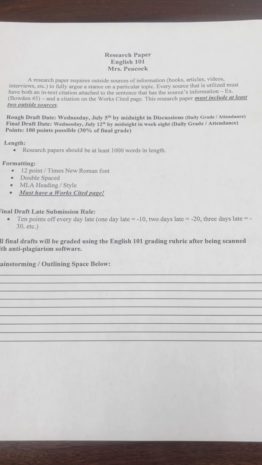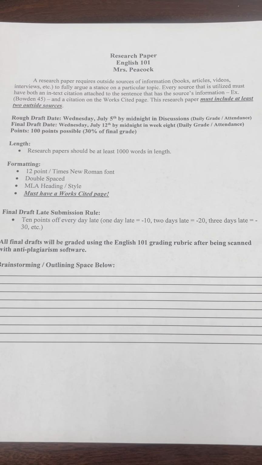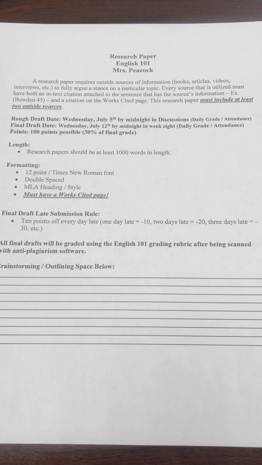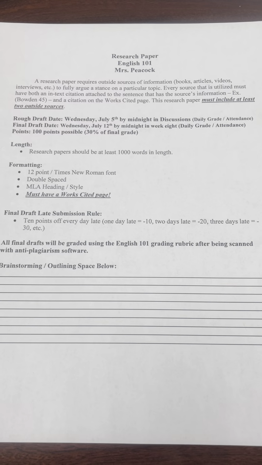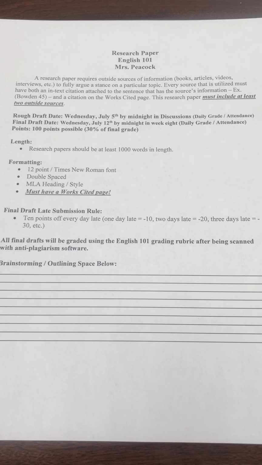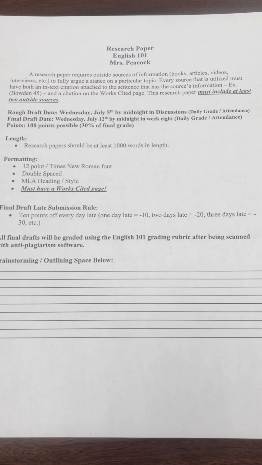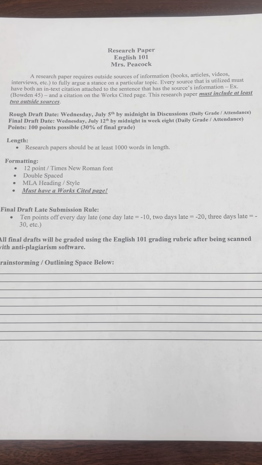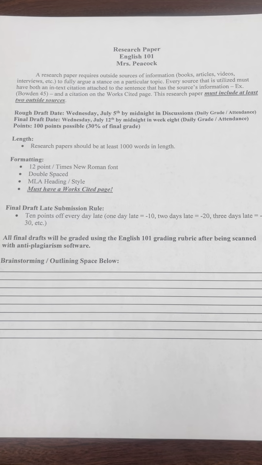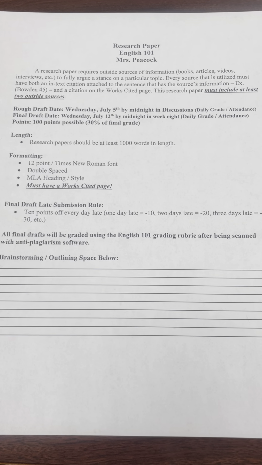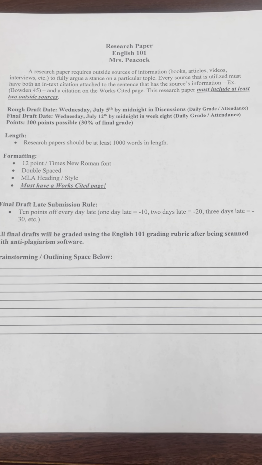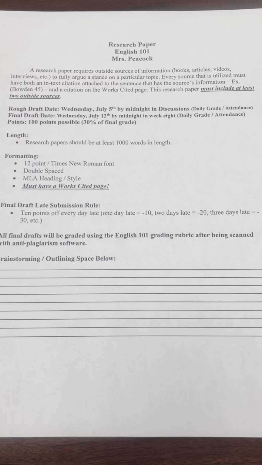The final draft, which is the one I'm going to grade, is due Wednesday, July 12th by midnight in the Week 8 content folder. It'll literally say, submit your research paper final draft here, and that's the one I will grade. Notice your research paper is worth 30% of your final grade, so quite a bit more than your first essay, but that's because it's a longer essay and it'll involve more work.